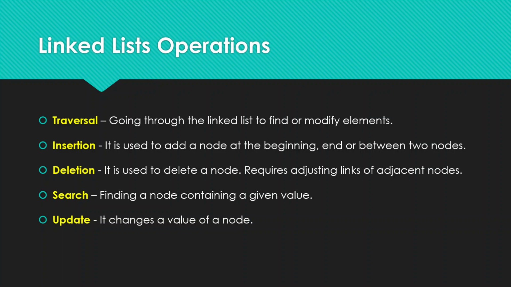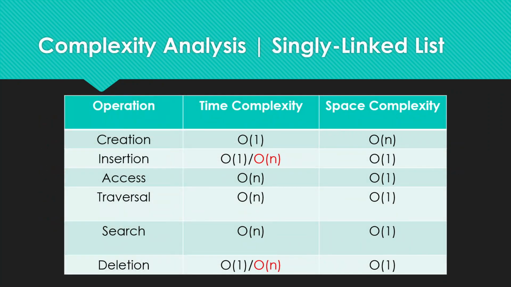You can add a node either at the beginning or at the end or in between the nodes. Deleting can also be done anywhere, either at the head or at the end or in between. And searching is traversing the linked list in order to find a particular value. Updating is when you want to traverse, find a certain value and change that particular value in the node. And these are the time and space complexities for the different operations.